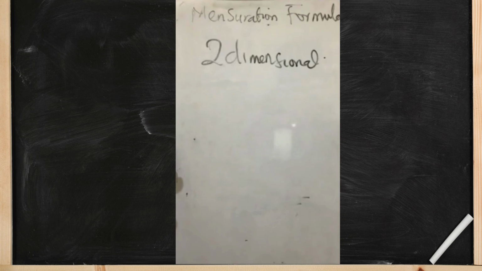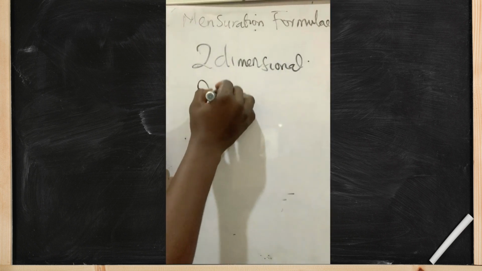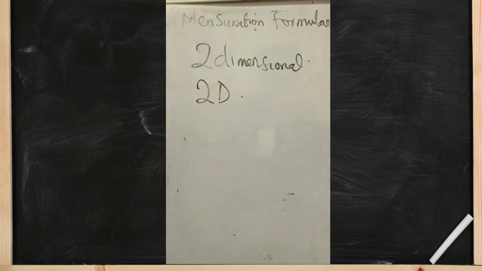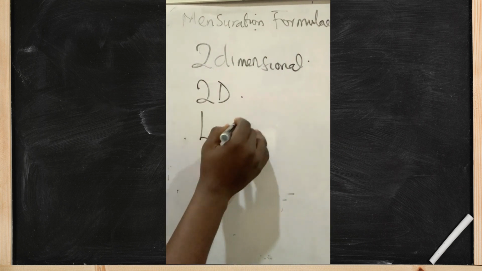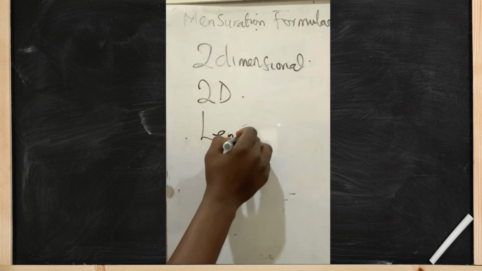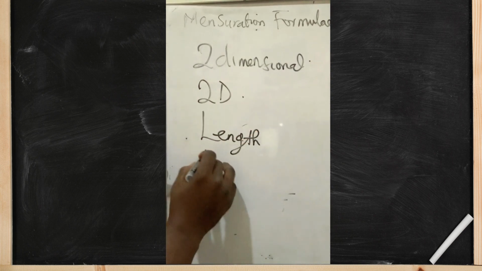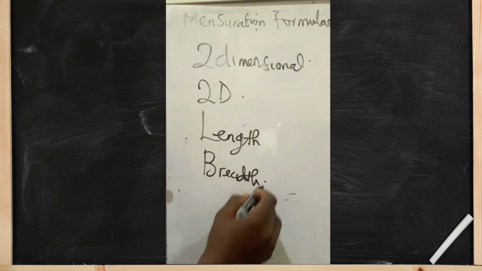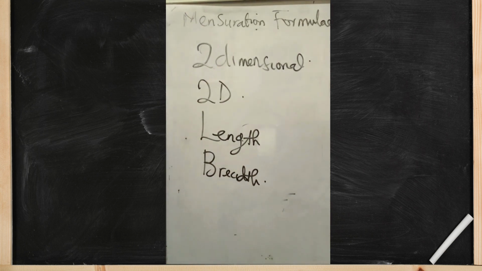Now, what are plane shapes? Plane shapes are two-dimensional shapes. They are 2D. Now, what is meant by 2D, two-dimensional, is that they don't have more than the length and the breadth. What we are looking at here is how these things are interrelated.